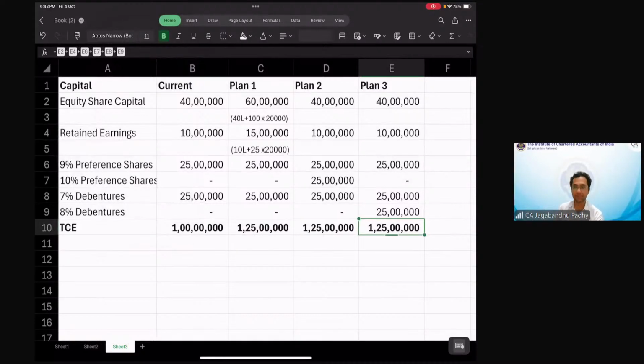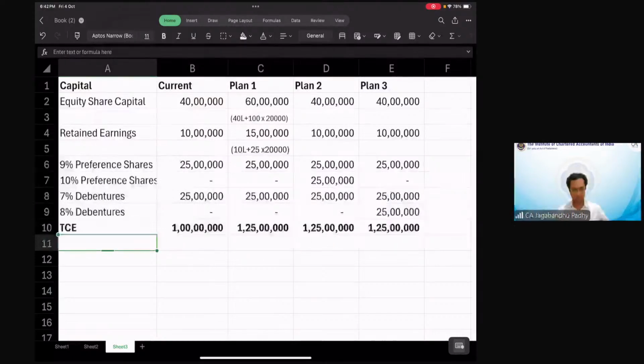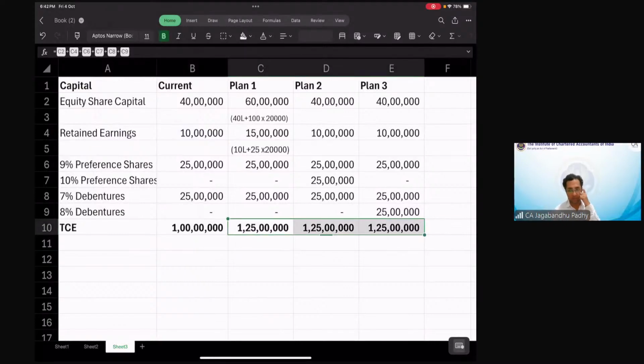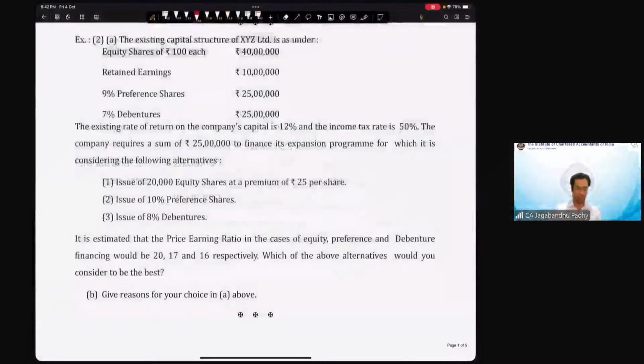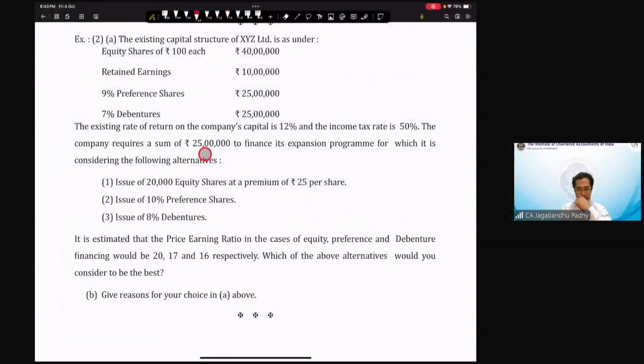Now, based on total capital employed, is what we have computed. Now we have to make a plan, make a choice of each of these 3 plans. Which one of them is really going to be beneficial for us? So for that, the company requires this 25 lakh to invest. It's estimated that price earning ratio in case of equity, preference and debenture would be 20, 17 and 16. And which of the alternatives would you recommend, and give reasons for choice?